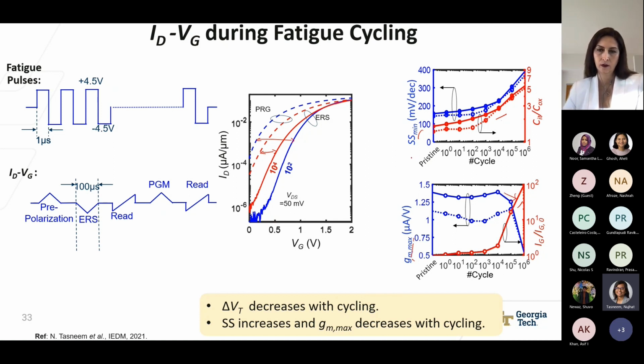So this indicates that there's an overall device degradation happening as we keep on increasing the number of fatigue cycles in these devices.